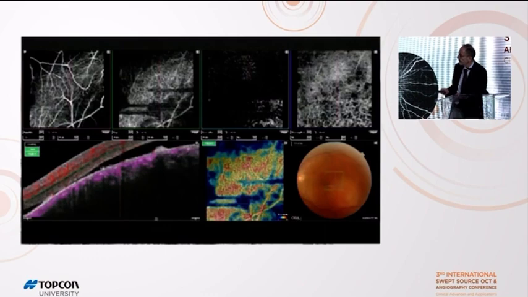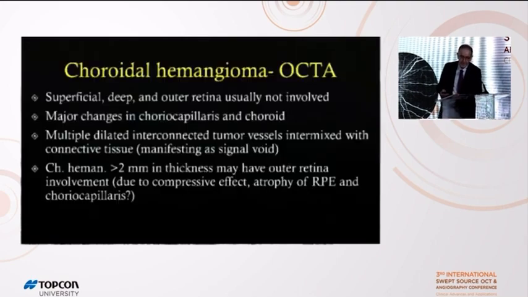And this is the OCTA image, this time showing some changes in the outer retina in addition to the choroid layer. So this is not the same as the previous choroidal hemangioma patient, which didn't have any changes in the outer retina. So this is again a finding we see in some thick choroidal hemangiomas.